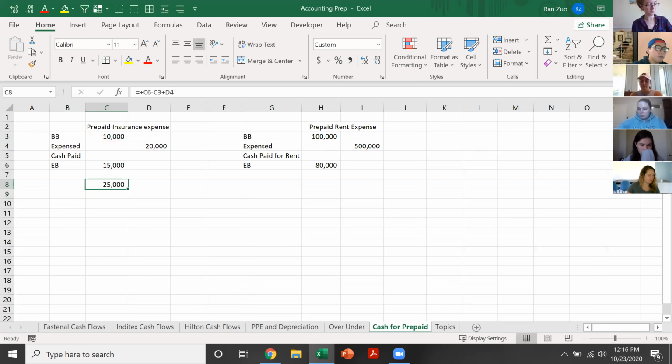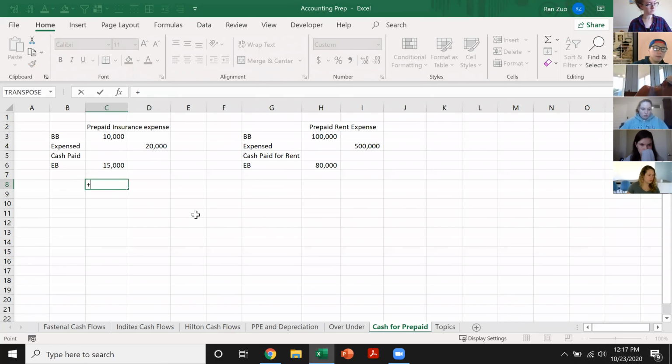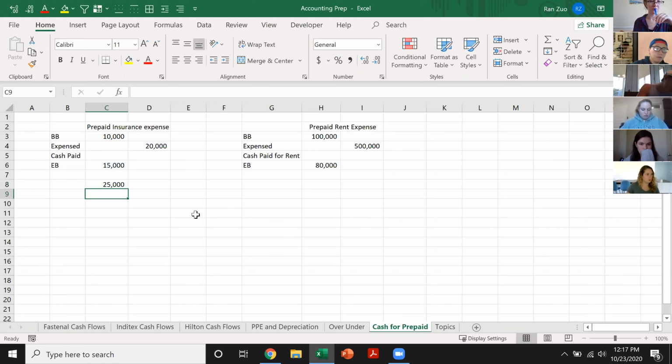So it's 20,000? Let me do that again, right? So it's the ending balance, the EB. Subtract the beginning balance, and you add whatever expenses you had to pay for. It's 25,000. All right, let's go with another example.